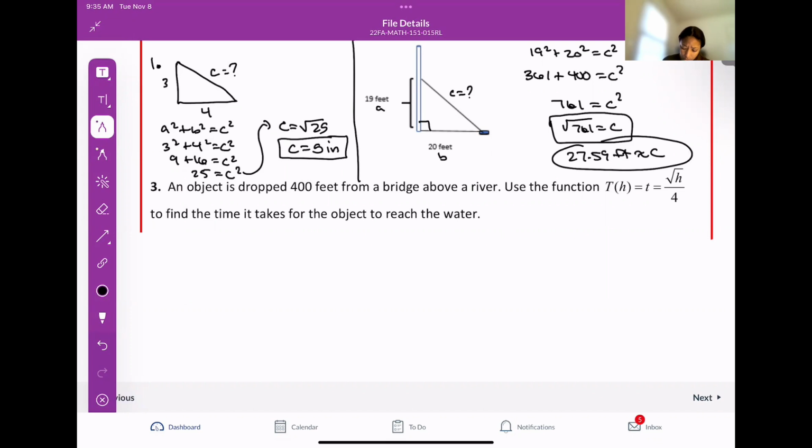Okay, so in this one, T would be equal to the square root of 400 divided by 4. The square root of 400 is 20, and 20 divided by 4 is 5. So this is saying that it would take approximately 5 seconds for the object to hit the ground.